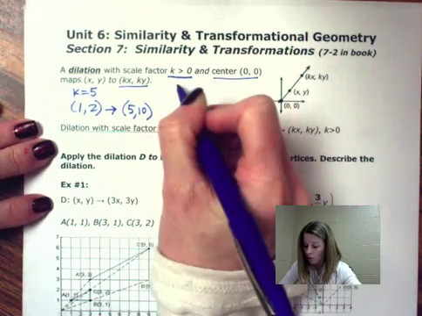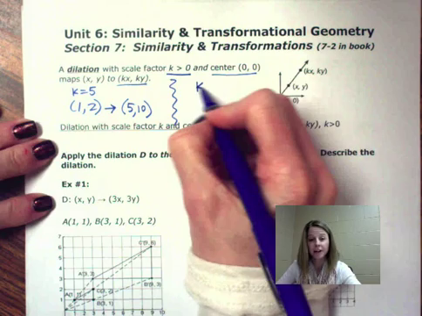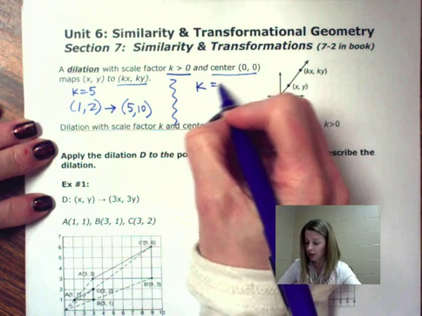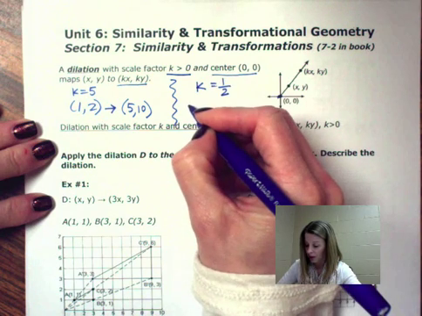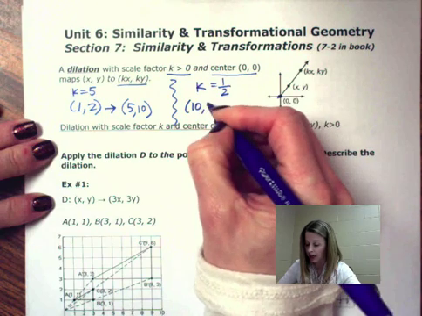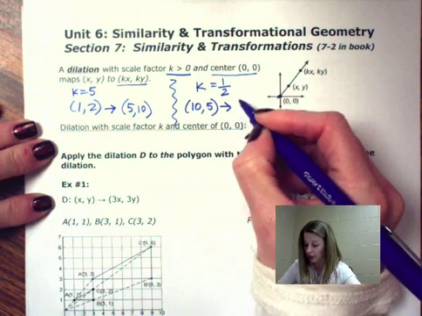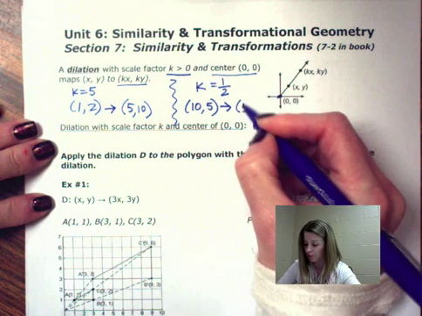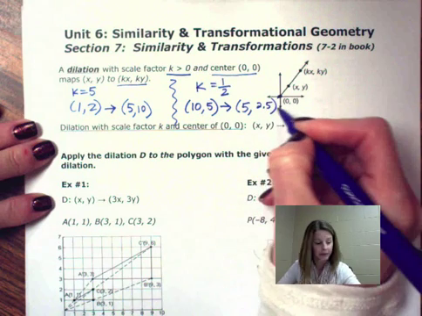Okay? Or, let's make a separate line here, let's say our scale factor is smaller than 1. So let's just go with a half. So if we were to work with the ordered pair (10, 5), then with a scale factor of 1/2, we would multiply each coordinate by a half. So our new point would be (5, 2.5).